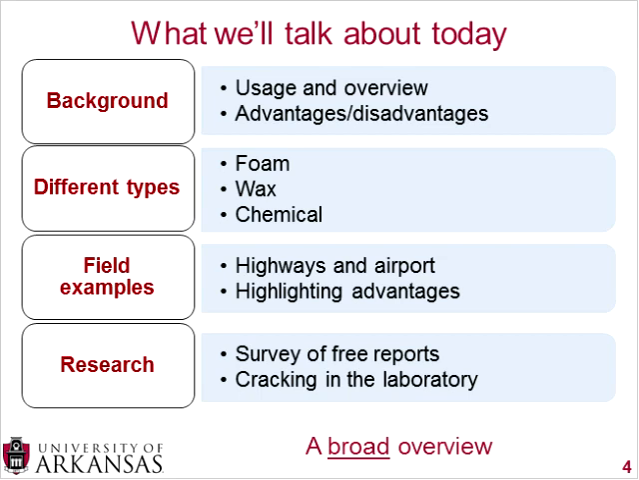This is what we'll talk about today. We'll go over a little bit of background, which has both a usage and overview of Warm Mix Asphalt, and also a list of some of the advantages and disadvantages. We'll cover the different types of Warm Mix technology. There's three general categories with many different products underneath that, including foam, wax, and chemical Warm Mix Asphalt. We'll also go over some field examples, both of highways and at airports, and we'll highlight some of the advantages that they saw from those projects.